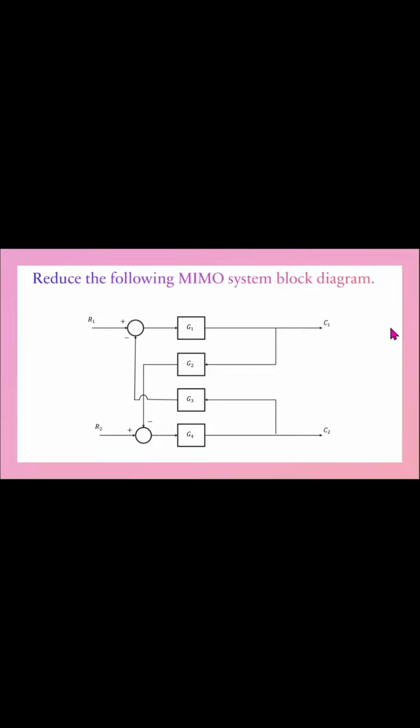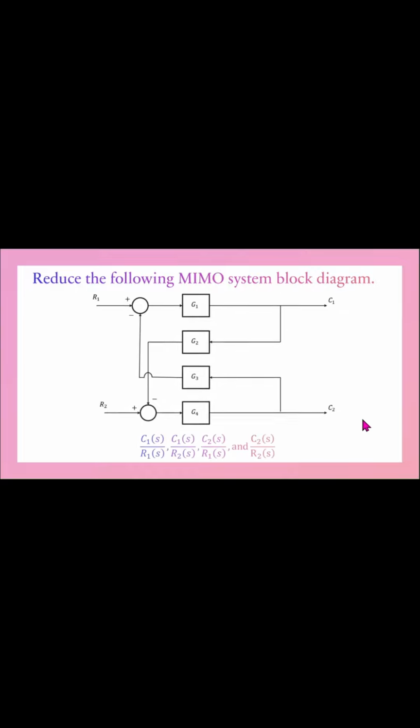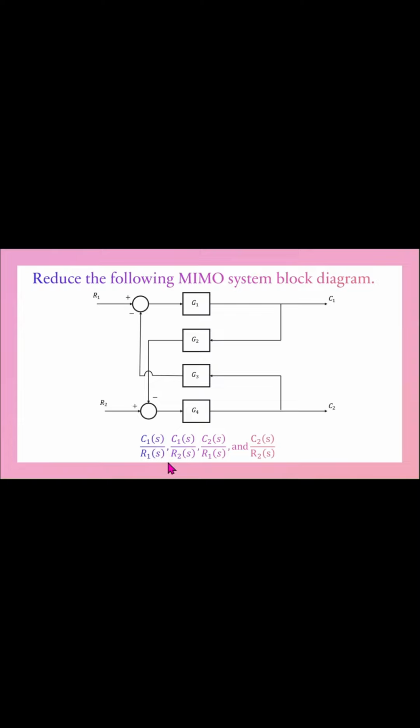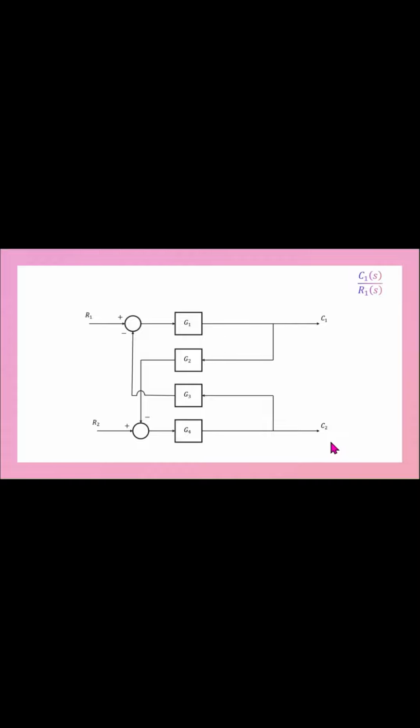We have two inputs, R1 and R2, and two outputs, C1 and C2. So we need to get four transfer functions, which are C1 of S over R1 of S, C1 of S over R2 of S, C2 of S over R1 of S, and C2 of S over R2 of S. So let's start with finding the first transfer function, C1 of S over R1 of S, using the superposition method.